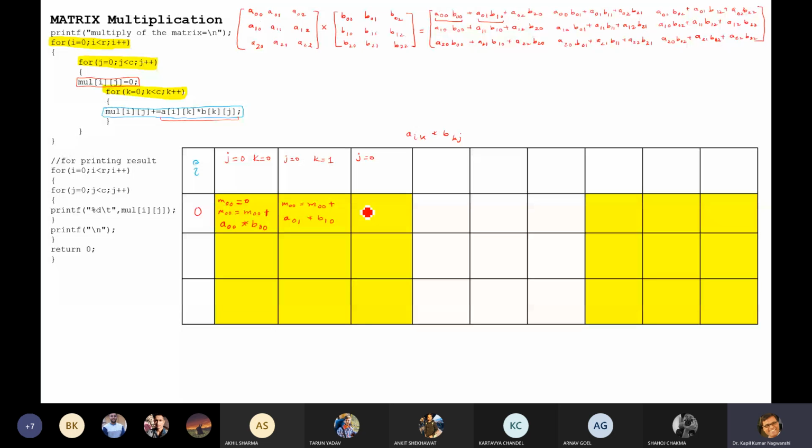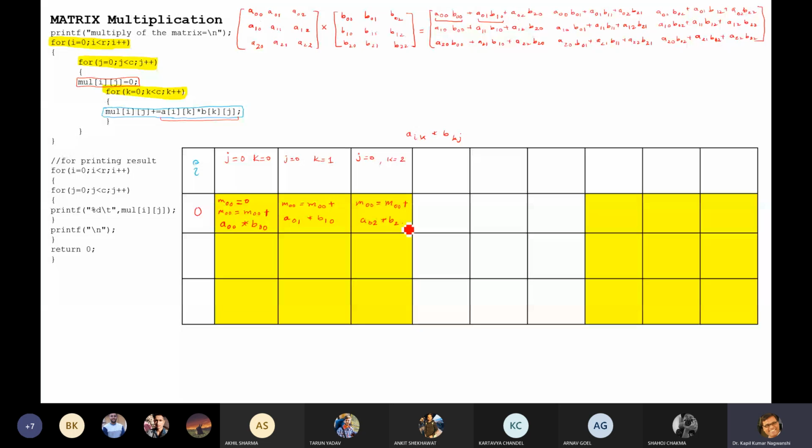This is still M00, given as M00 plus, now A. What is the value of k now? k is 2 because it is the innermost for loop. So now A ik, i is 0, k is 2, multiplied by B kj, k is 2 and j is 0. So this is 02 and 20 will come here.